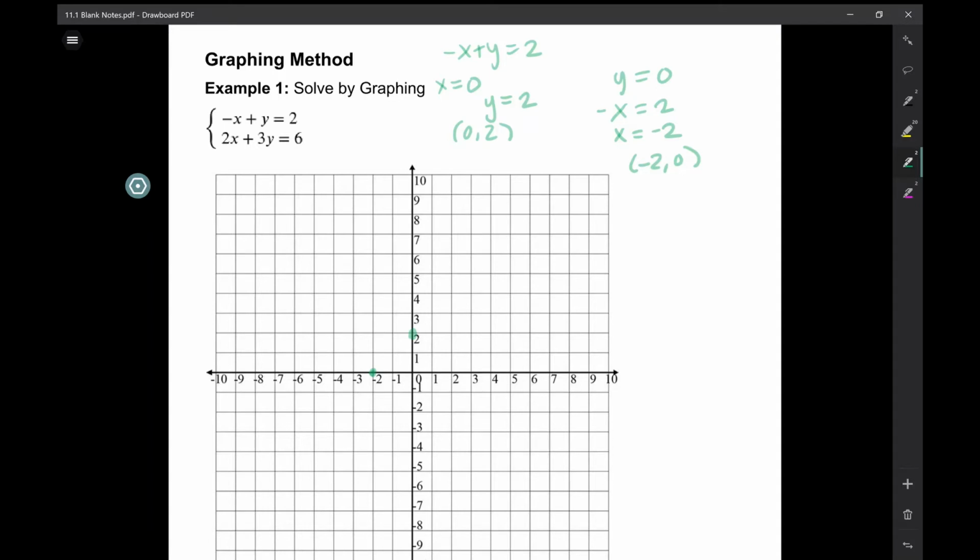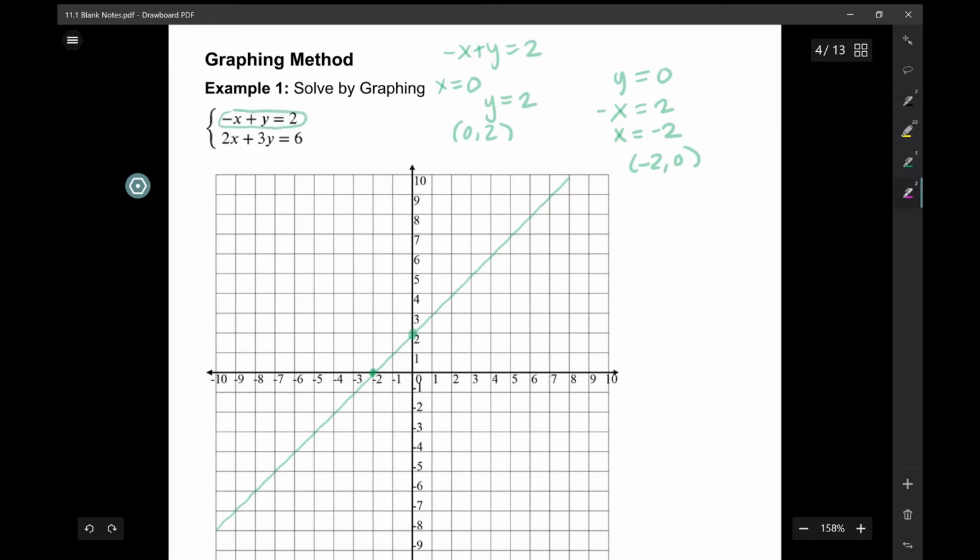Hang on. I want this to look good. Okay, let's see how that's going to look. I don't know. We'll see. Actually, that's not too bad. All right, so there's my first line. This one I did in green. All right, let's try the next line. I'm going to switch to purple.